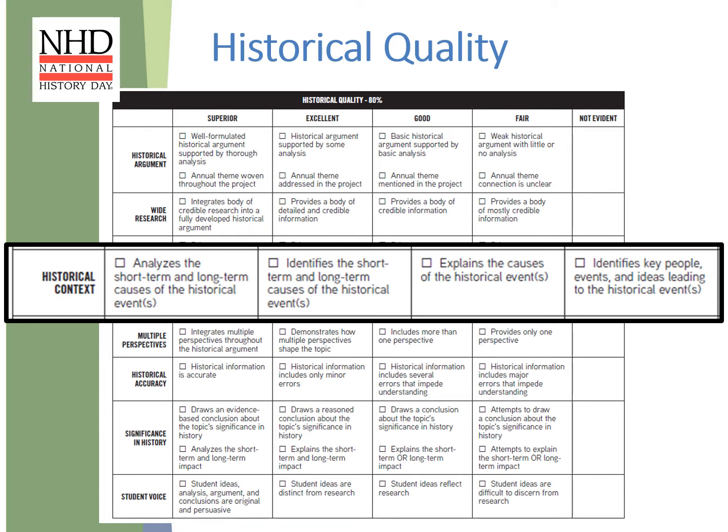For the good marking, the student has explained the causes of the event, so that suggests they might not have considered both long and short-term causes. And for the fair marking, the student has identified the key people, events, and ideas leading to the event, but this one suggests that they don't make a direct connection between cause and effect, perhaps.